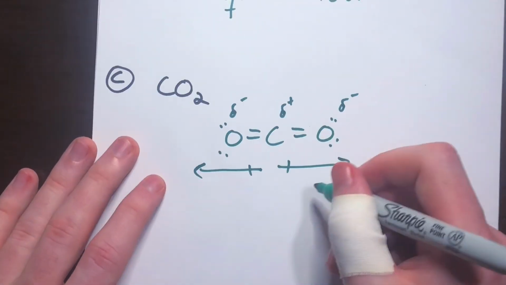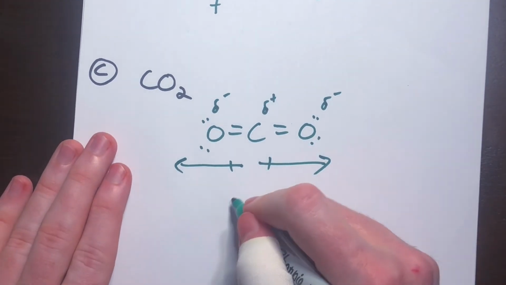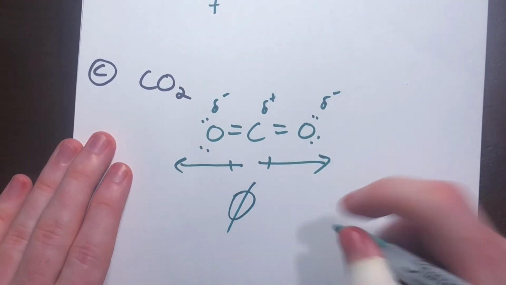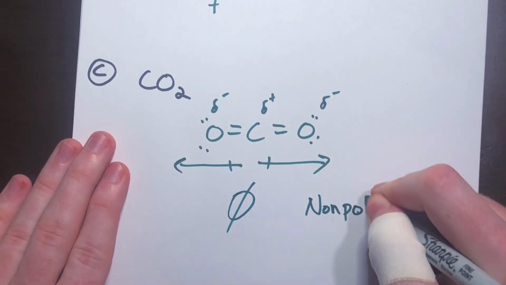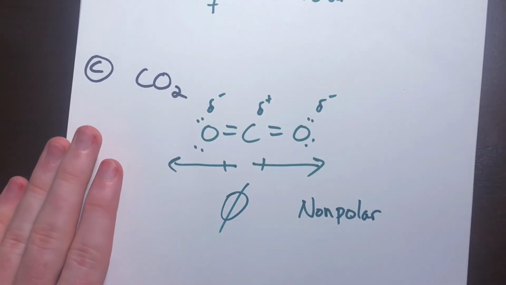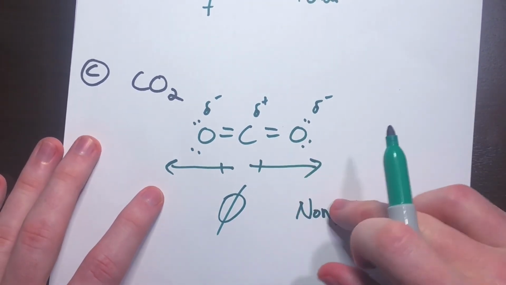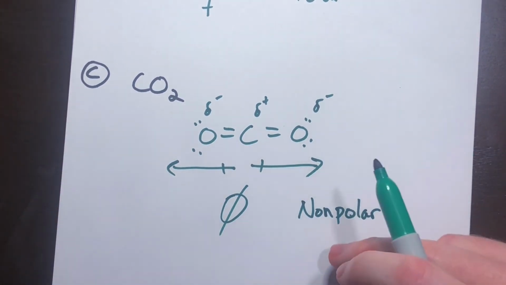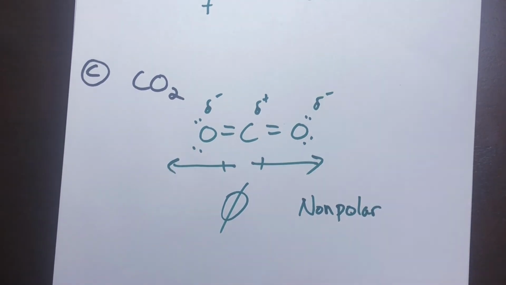So therefore, these dipoles would cancel. They're pulling in opposite directions with equal strength. So the sum of that would be no dipole. So this is a nonpolar molecule. Again, this has polar bonds because there are these dipoles, but the sum of the dipoles results in a nonpolar compound. So that's all I have for you guys today.